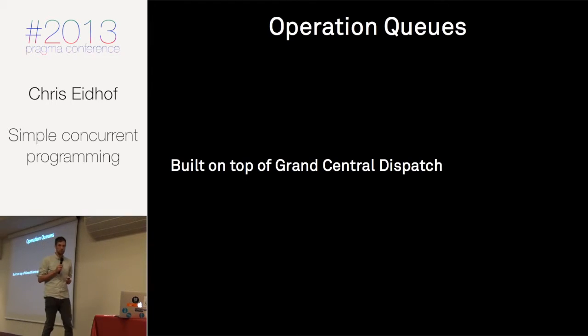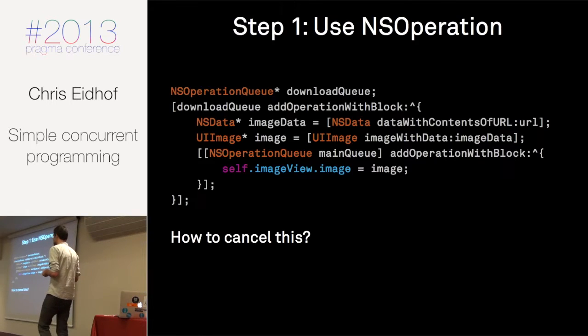So we're going to rewrite this code. So the first step is to use NSOperation. And you use NSOperation like this. It's almost exactly the same as Grand Central Dispatch. So instead of dispatch async, you create this download queue, and then you say add operation with block. You load the image data, you create the image, and then on the main queue, you set the image on the image view. And this is a first step.